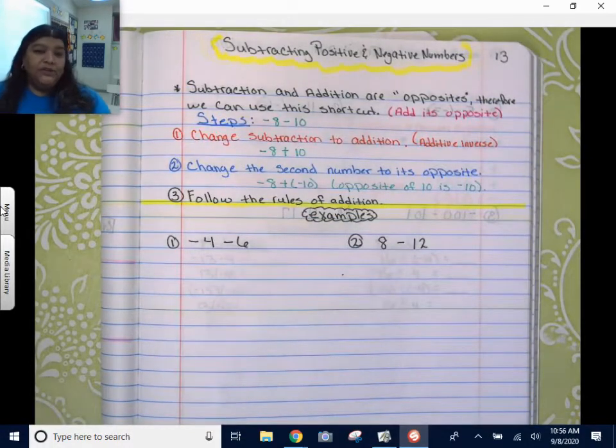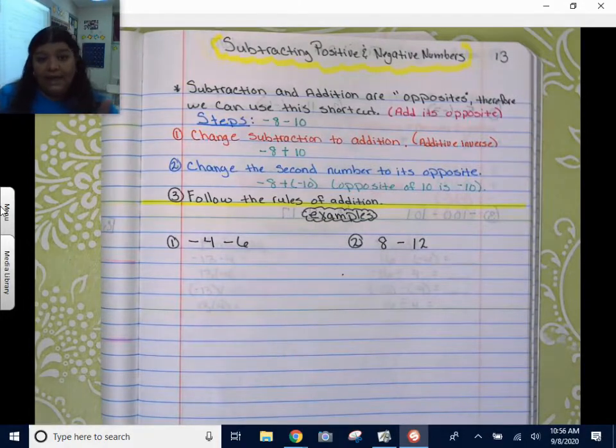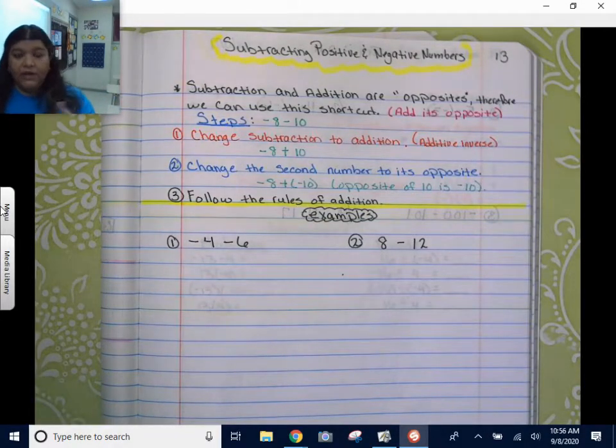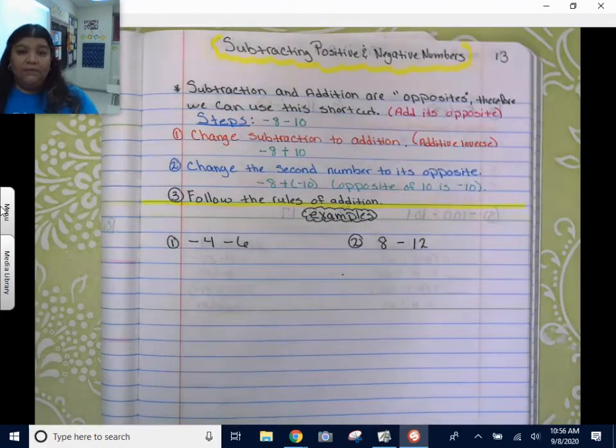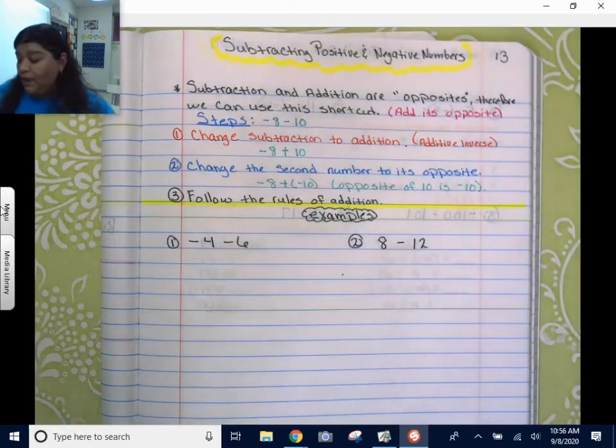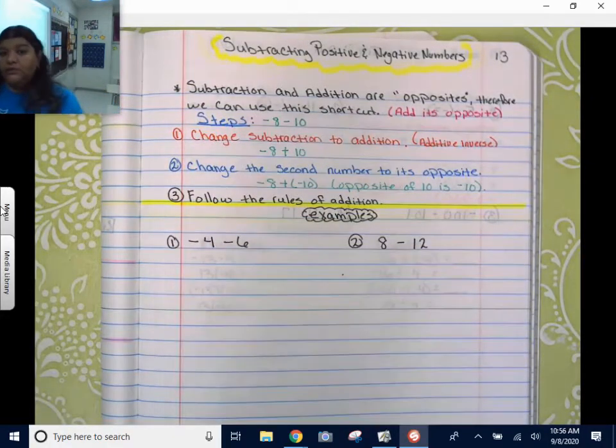If you are adding integers that are different signs, so a positive and a negative or a negative and a positive, you subtract and keep the sign of the bigger number, who has more. That's important because that goes into subtracting. So go ahead and pause the video, copy the notes, and I'll get into subtracting.